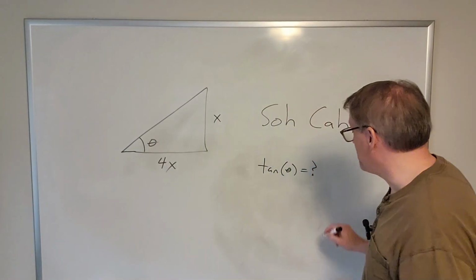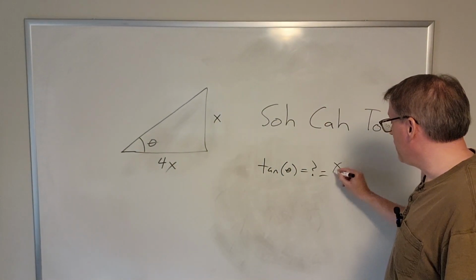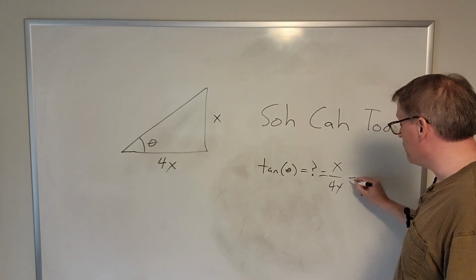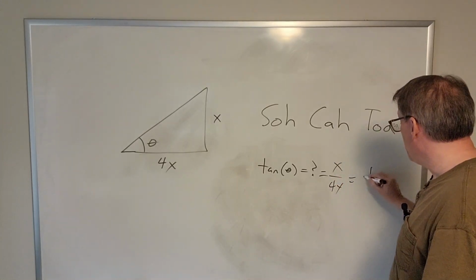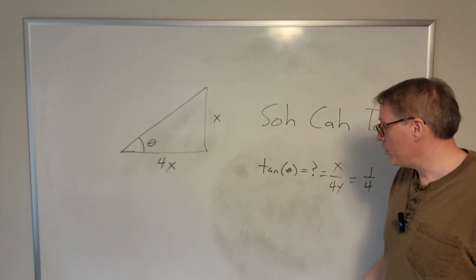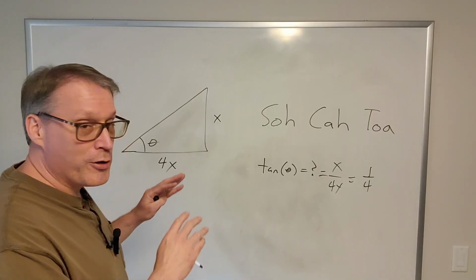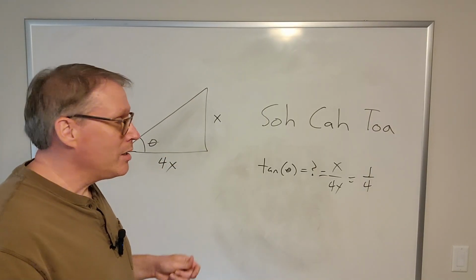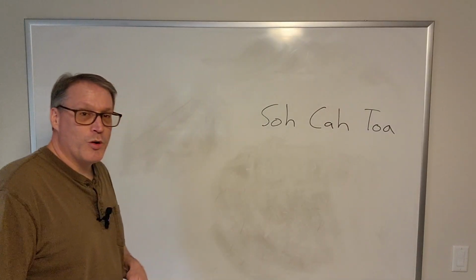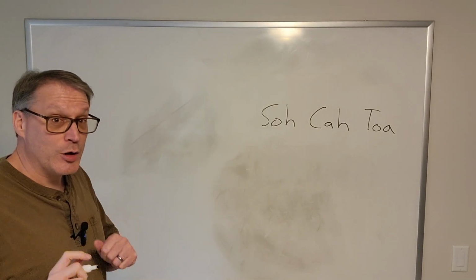Well, again, as long as x isn't 0, this is just going to be x over 4x. The x is canceled, again, as long as x isn't 0. And that's going to be equal to 1/4. So tangent theta equals 1/4. Hopefully you remember the SohCahToa stuff. There's not much to it. So let's move on. Let's move on to one thing related to this that you need to know.